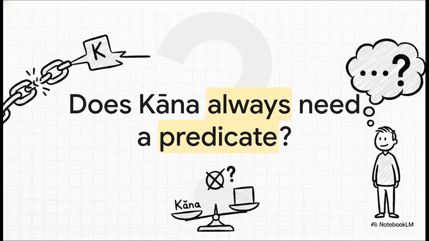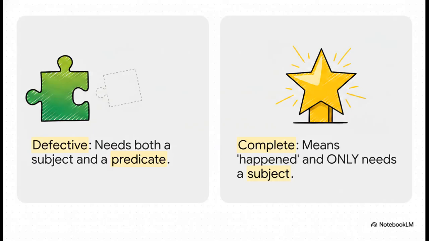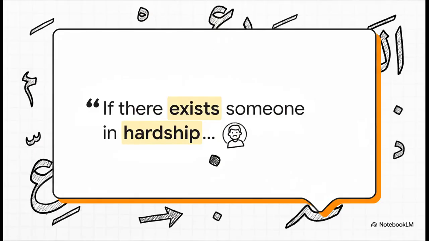But is that always true? Does it always need a predicate? Surprisingly, no. There's actually a version of this verb called complete kaana, or kaana al-tamma, and it brilliantly illustrates just how flexible Arabic really is. Complete kaana functions just like a normal everyday verb, meaning it existed, it happened, or it occurred. And because it holds that complete meaning all on its own, it requires absolutely no predicate at all, just a subject. This verse perfectly captures complete kaana in action.